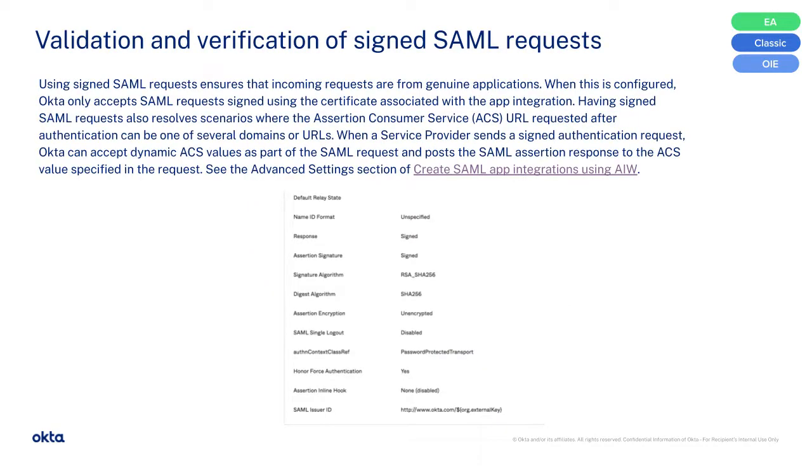Another early access feature, validation and verification of signed SAML requests. Okta only accepts SAML requests signed using the certificate associated with the app integration. This resolves scenarios where the assertion consumer service URL requested after authentication can be one of several domains or URLs. When a service provider sends a signed authentication request, Okta can accept dynamic ACS values as part of the SAML request and posts the SAML assertion response to the ACS value specified in the request. See the Advanced Settings section of Create SAML App Integrations using AIW.